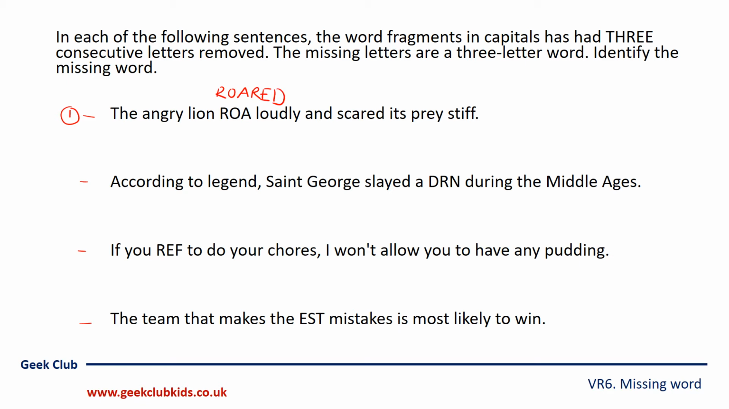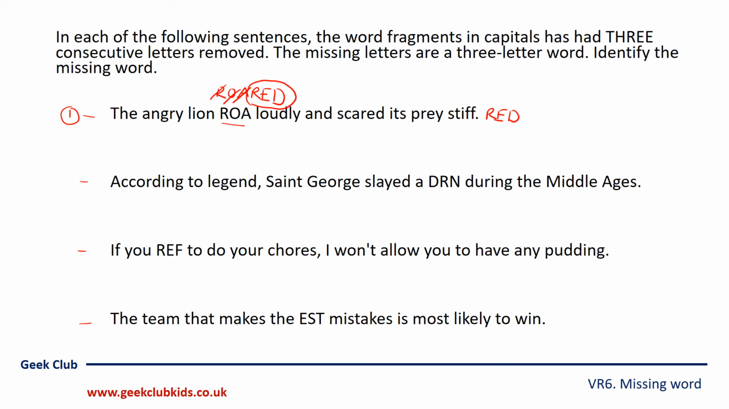Perfect. Well, we are already given ROA, which means the 3-letter word we need to add is RED. Okay, and you can see the 3 letters we need to insert are all next to each other and they make a real word.